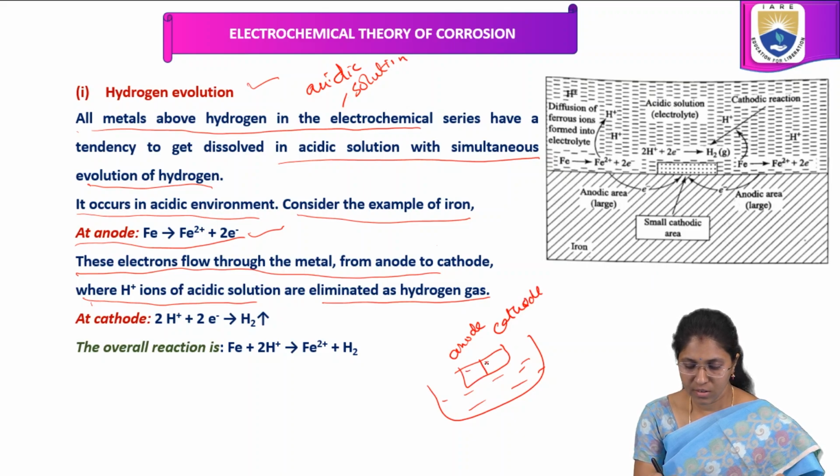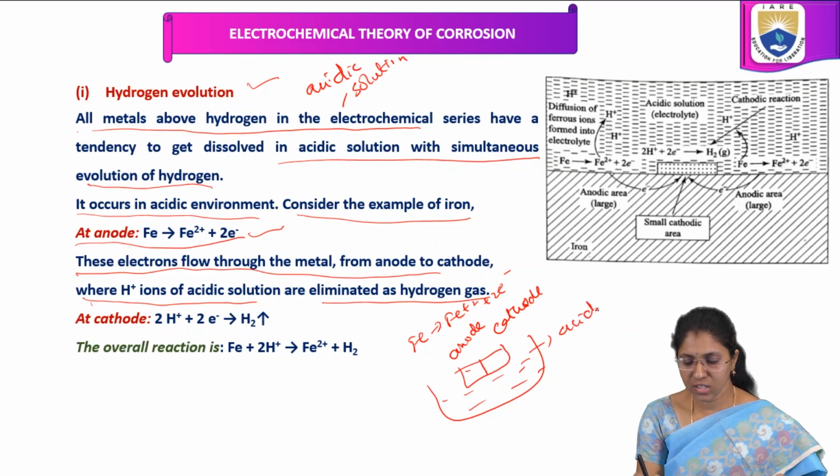So here at anode, oxidation takes place. Here we are taking only one metal, so this is converted into Fe2+ plus 2 electrons. So at cathode, reduction takes place. Here reduction of H+ ions in this conducting medium.